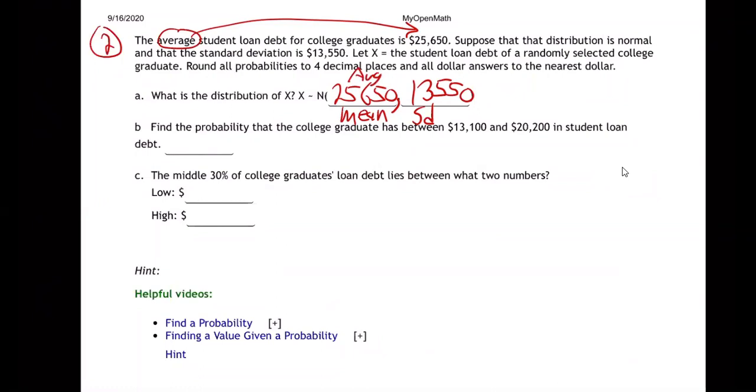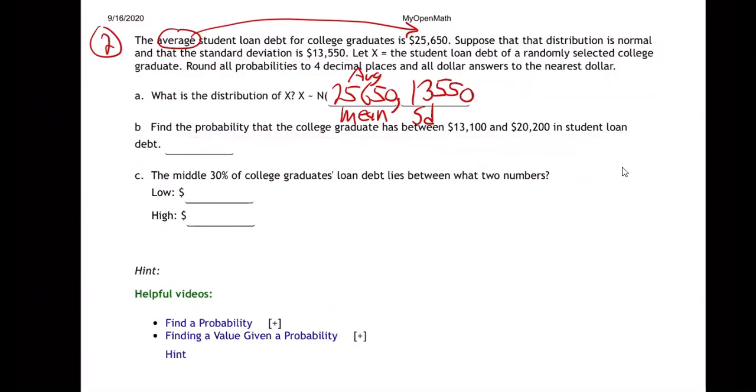Next, part B. Find the probability that the college graduate has between 13,100 and 20,200 in student loan debt. So they're saying the average student loan debt for college grads is about $25,000. That's the average amount of money they owe when they graduate college. So this is normally distributed. Okay, so how are we going to find the probability?